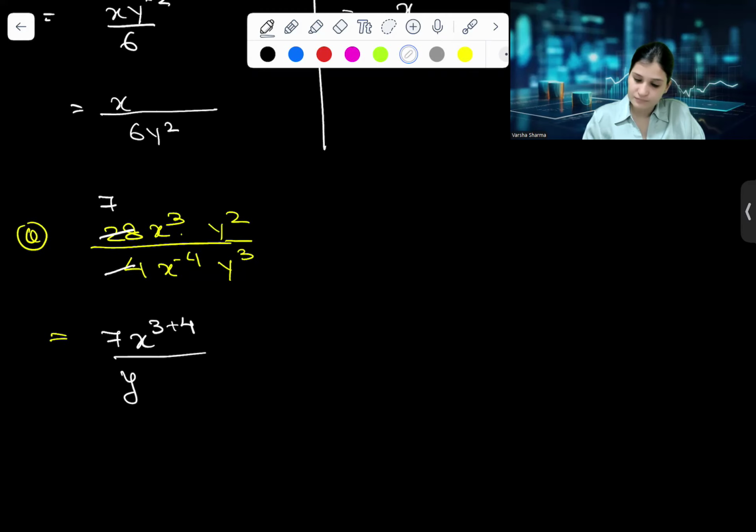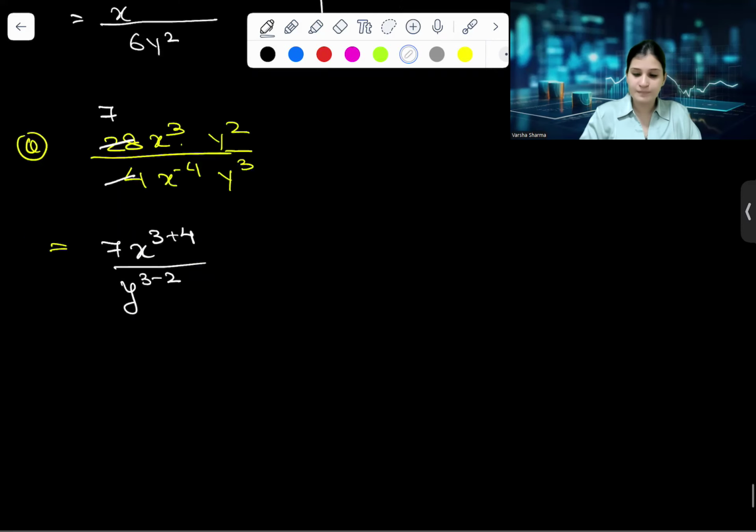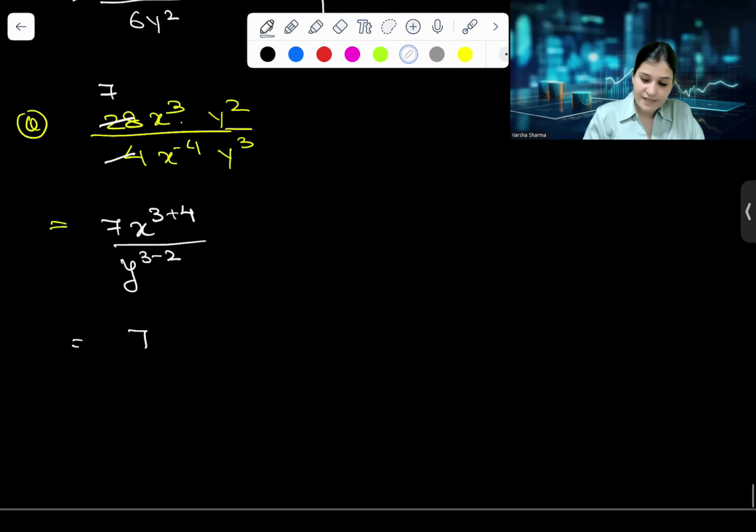Y power 1. 3 minus 2, because 2 is shifting, so that gets negative. So 7 x power 7 y power 1. Any doubt? No, ma'am. All of you clear? Yes, ma'am.